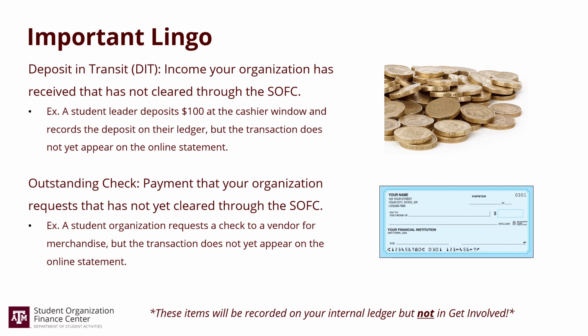Likewise, outstanding checks, also called outstanding items, are any expenses your organization has paid that have not yet been posted to your SOFC account. Examples include invoices that have been signed off. Unlike DITs, you must subtract these amounts from the online balance to reflect the discrepancies. If you have entered every other transaction correctly, your online balance will match your internal ledger balance after adding the DITs and subtracting the outstanding checks. The next two slides depict examples of the two types of transactions.